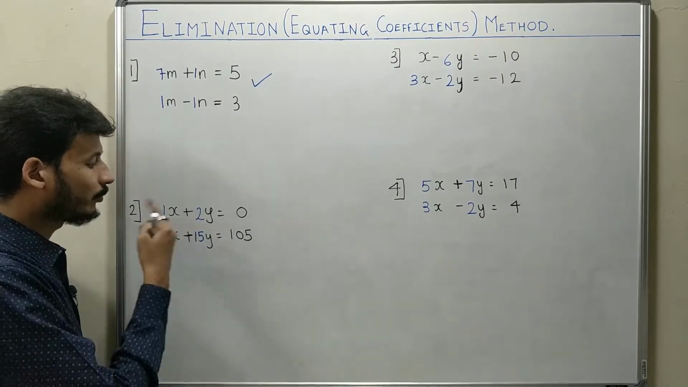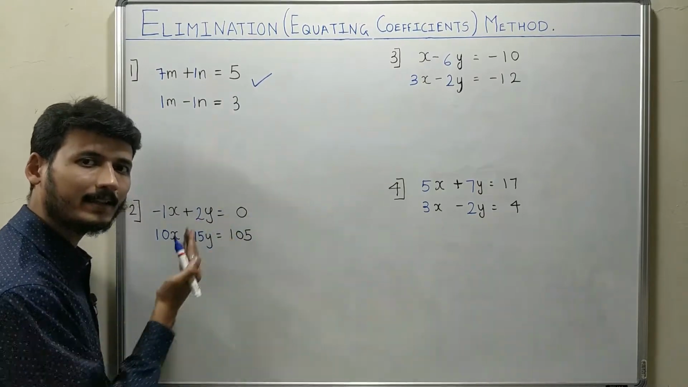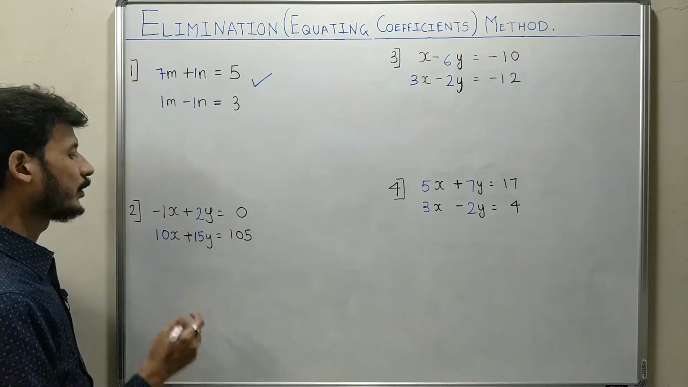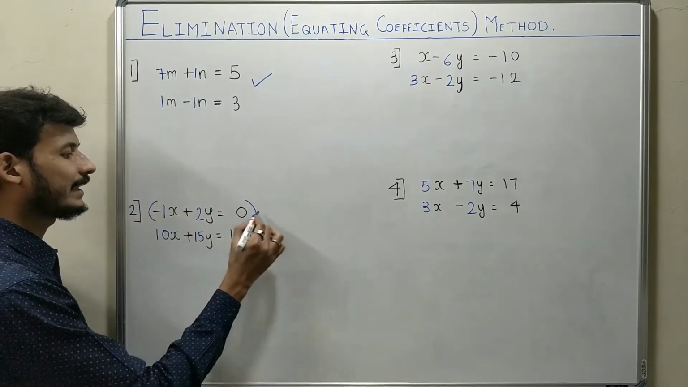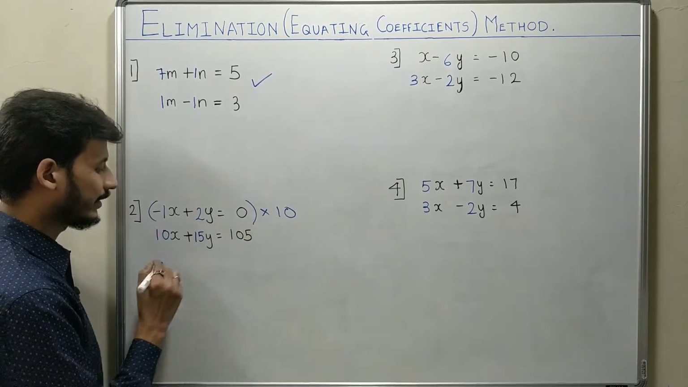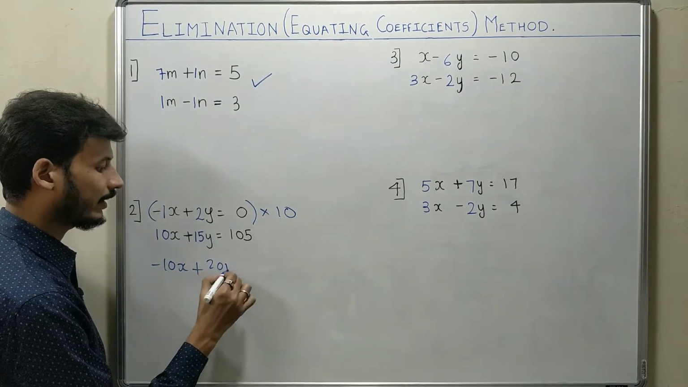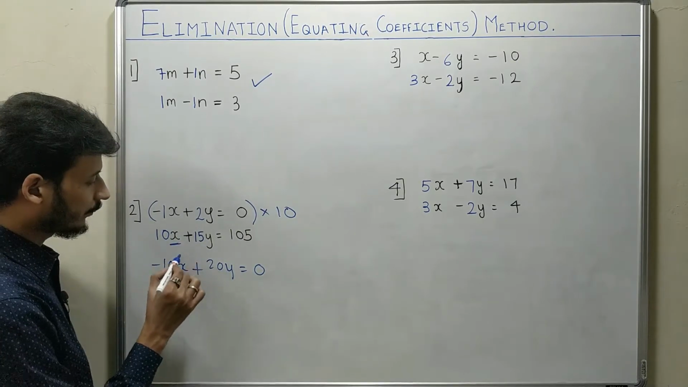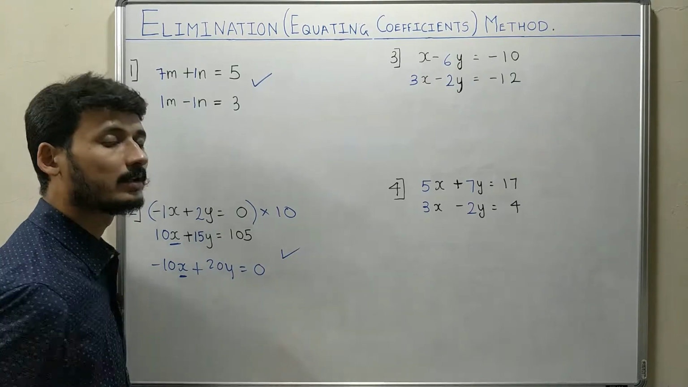So it's easier to make x same. We can also make y same, which we will see later on. But in this example, x is easier to make same. So what we will do, we will multiply equation number 1 by 10. When I say equation number 1 by 10, we have to multiply the entire equation by 10. So what will it come? 1 into 10, that is minus 10x, plus 2 into 10, 20y is equal to 0 into 10, 0. Now check, variable x coefficients are same. So what can we do? We can move on to step number 3.